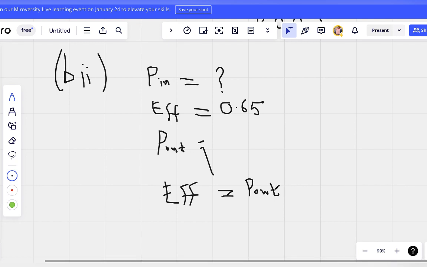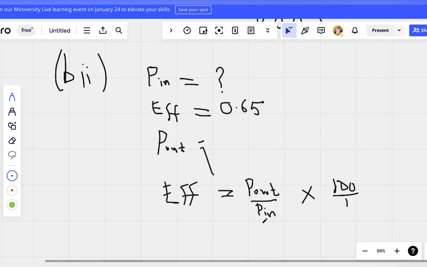Efficiency equals output power over input power, then multiply by 100. But in this case, we already multiplied by 100 because we put it in decimal, because 65 divided by 100 gives the decimal. So this is the formula for efficiency. Before we can solve this, we put the efficiency value here, put the output power, and make the input power the subject of the formula. Okay?